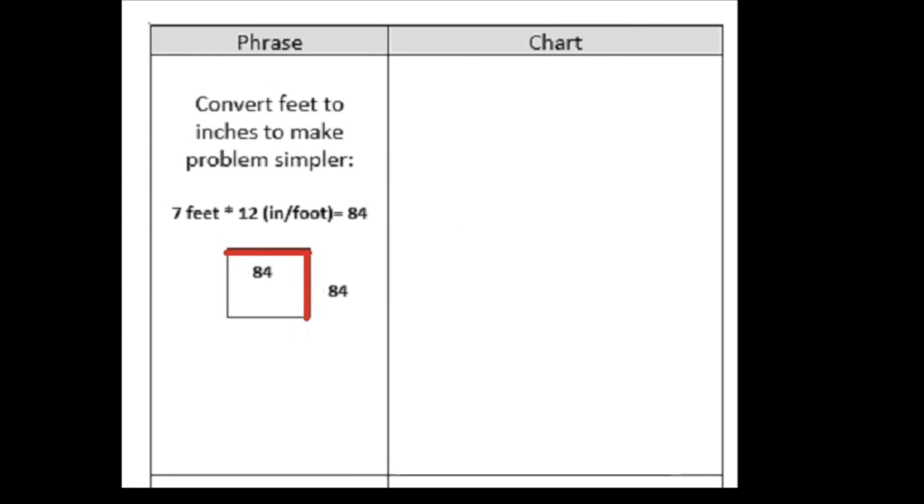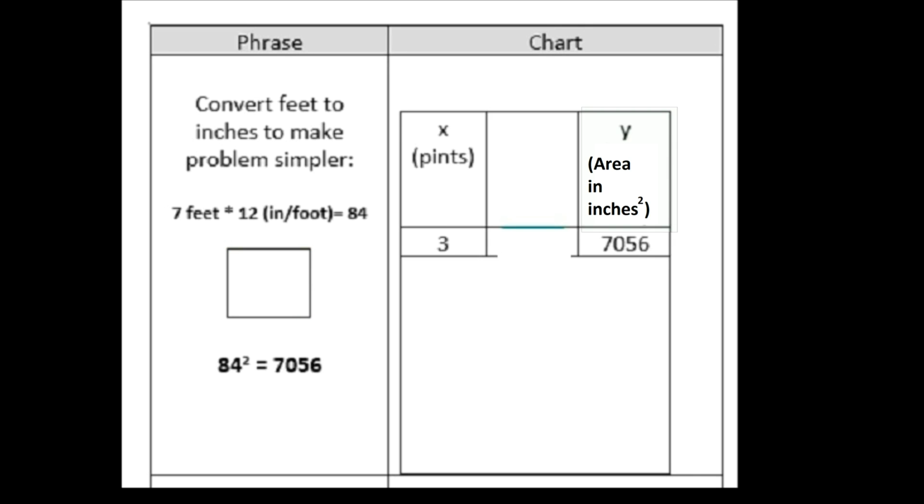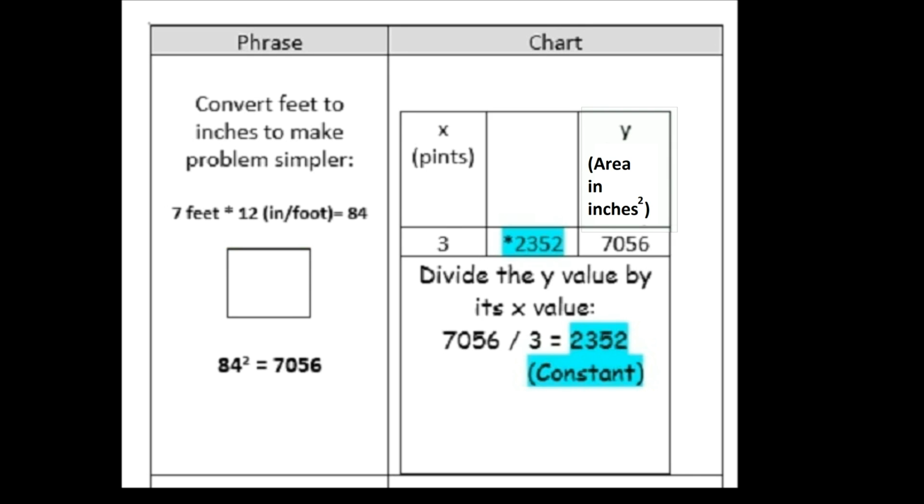All right, so one side is 84 inches, and 84 squared is 7,056. So 3 times what gives us 7,056? It's 2,352. All right, and we get that by dividing 7,056 by 3. We get 2,352. And our formula is 2,352x equals y.